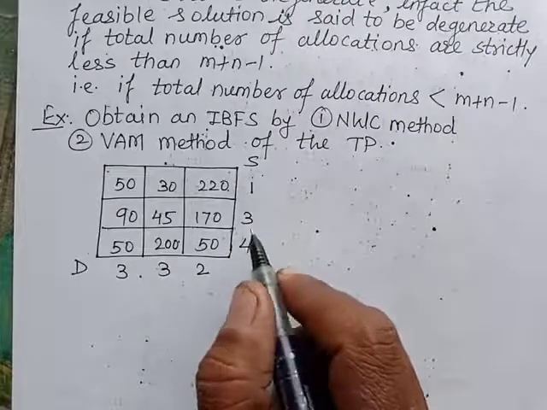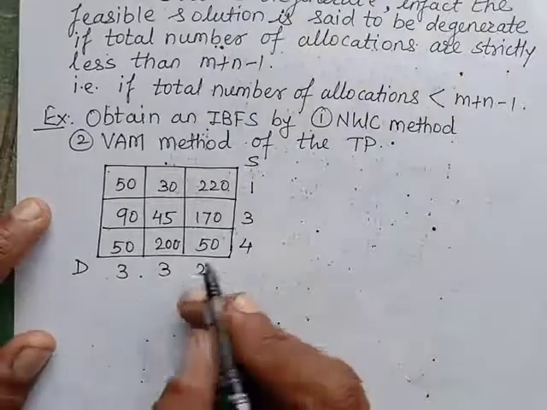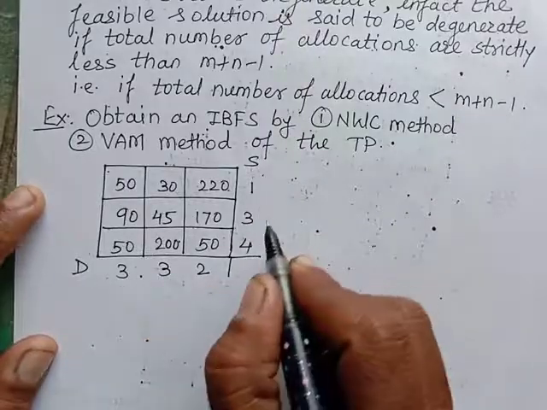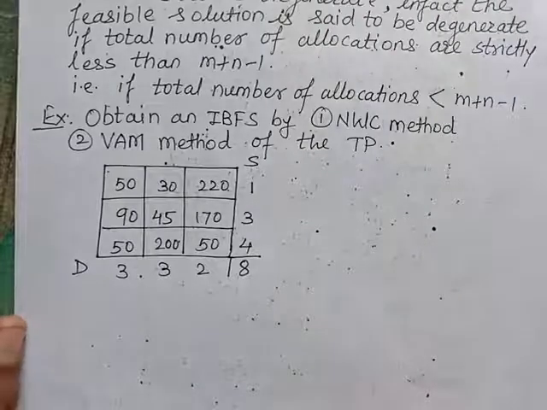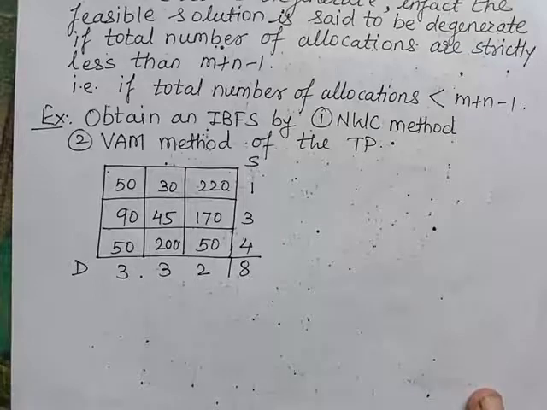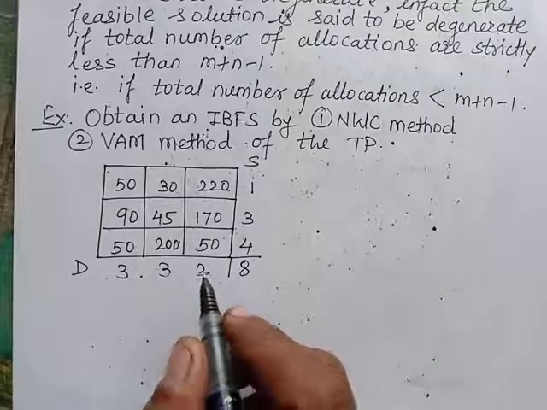Now what is the addition here? Here in this TP, look at first the total of supply and demand. It is same, 8. So it is balanced, so it has a feasible solution. Also, let's see, is it basic feasible or not. If it is basic feasible, then it will be non-degenerate. If it is not, then it is degenerate. Okay, so let's solve by the northwest corner method first.